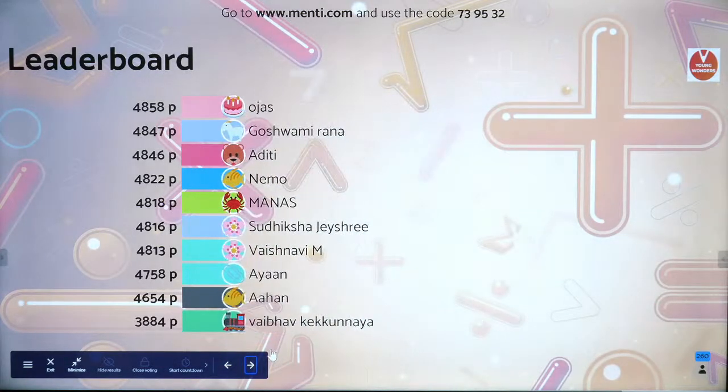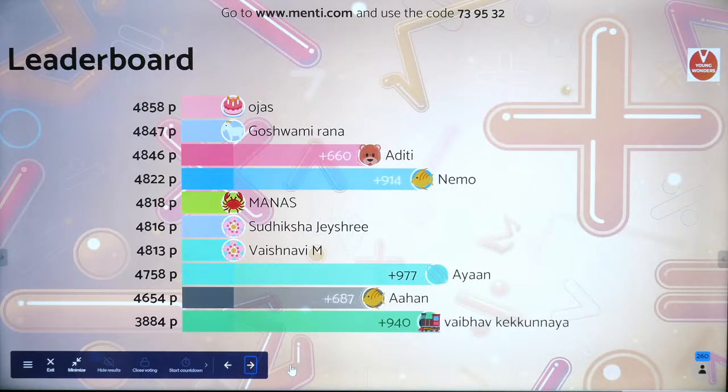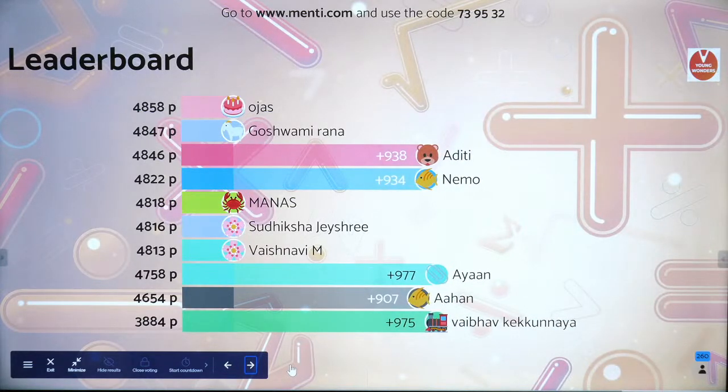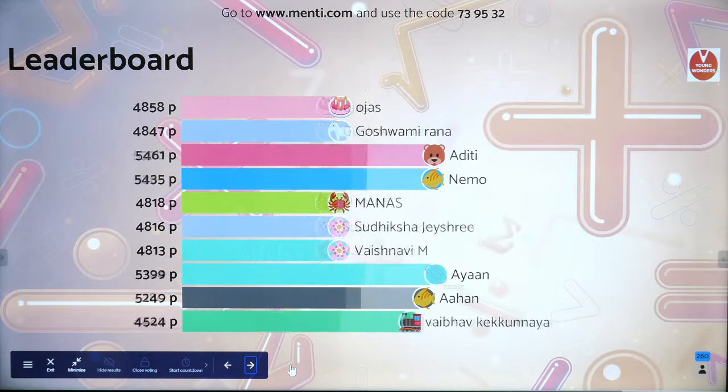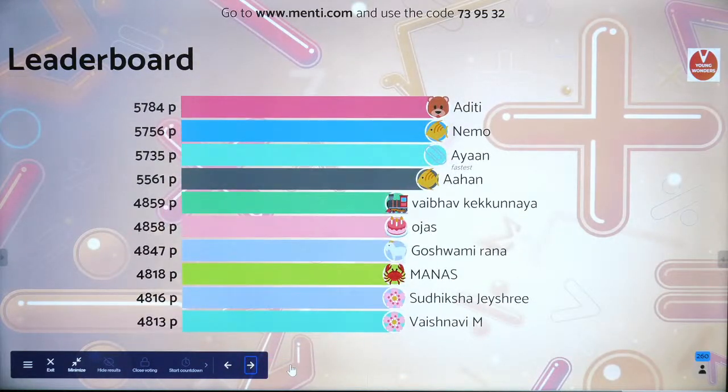Leaderboard. And on the leaderboard, we have got Ojas, Goswami, Rana, Aditi, Nemo, Manas, Sudiksha, Vaishnavi, Ayan. Oh my God, look how the leaderboard has changed. Aditi, you're on the top. Congratulations. That's amazing, Aditi. Ayan, you're the fastest. And there's no tie, but the leaderboard has drastically changed. Which brings me to the next question.